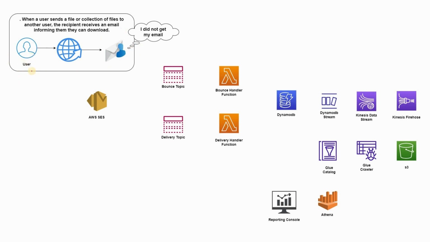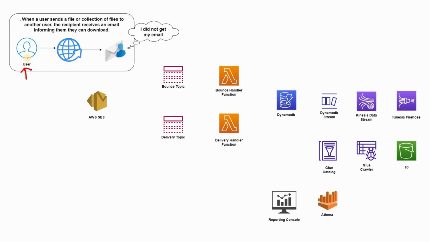So what does this service actually do? This service helps in file transfer via the internet, right? So suppose one user is there. When a user sends a file or collection of files to another user, the recipient receives an email informing them that they can download it. That's what this picture is showing. Here one user has uploaded that file and via the internet the recipient can access it.